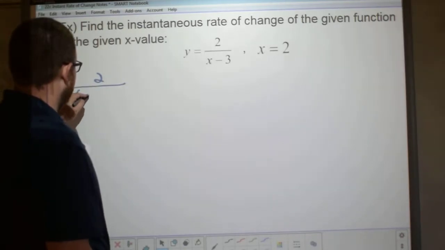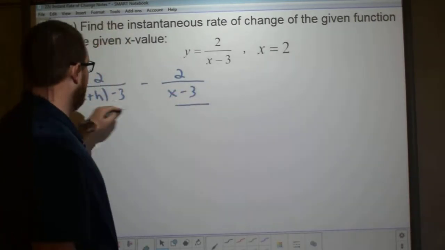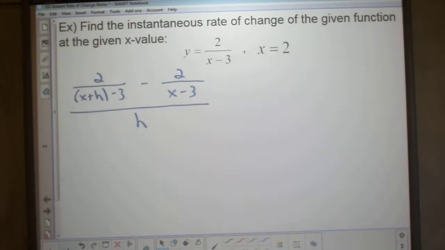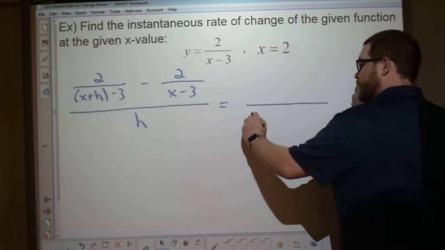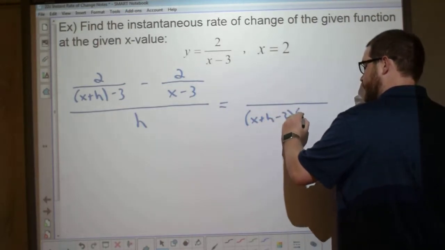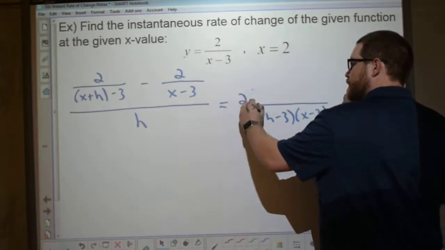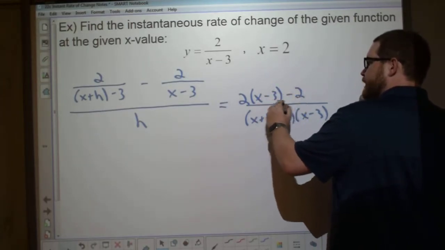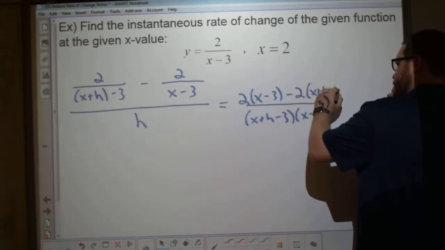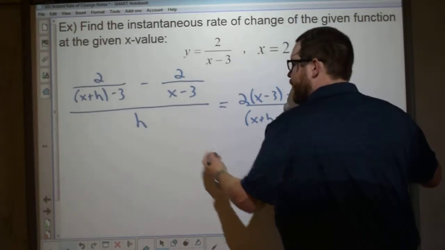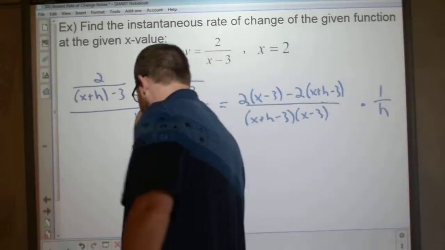2 over x plus h minus 3, minus 2 over x minus 3, all over h. Find a common denominator on top. The common denominator is going to be x plus h minus 3 and x minus 3. The first 2 was already over the x plus h minus 3, so it just needs the x minus 3. The second 2 was already over the x minus 3, it needs the x plus h minus 3. And instead of dividing by h, I'm going to rewrite that as times 1 over h. It makes the problem a little bit easier to work with.